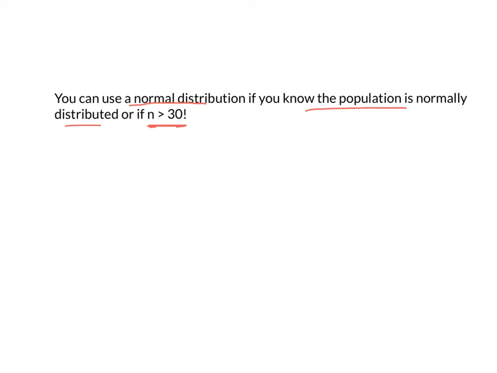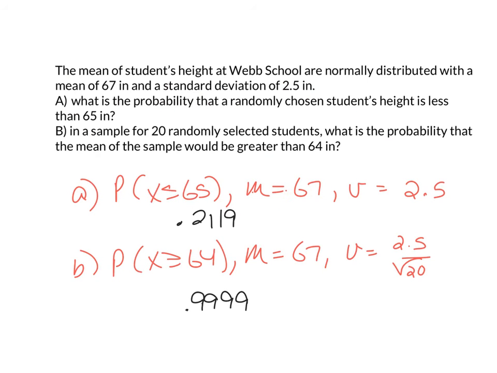Let me show you one quick example here. The heights of students at Webb School are normally distributed with a mean of 67 inches and a standard deviation of 2.5 inches. I kind of made that up. What is the probability that a randomly chosen student's height is less than 65? So I came down here and did probability less than 65. Use the mu in the problem, use the standard deviation in the problem. Now, they did tell me the population is normally distributed, so I can use my normal distribution. I punched it in my calculator and got 0.2119.